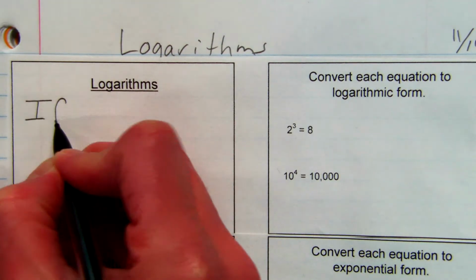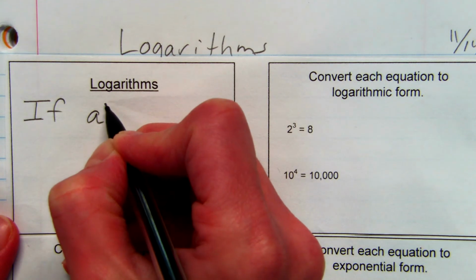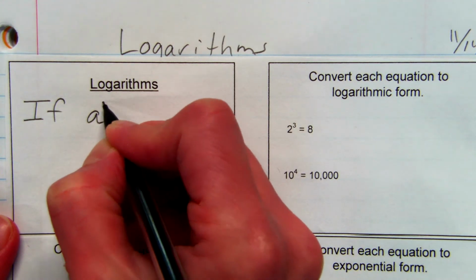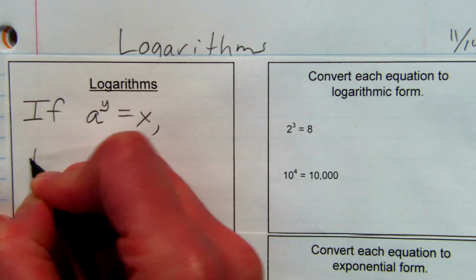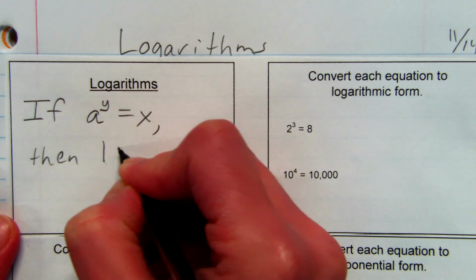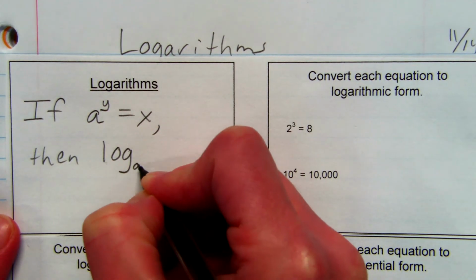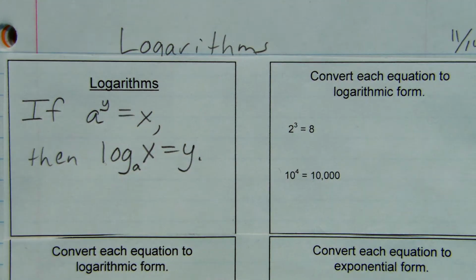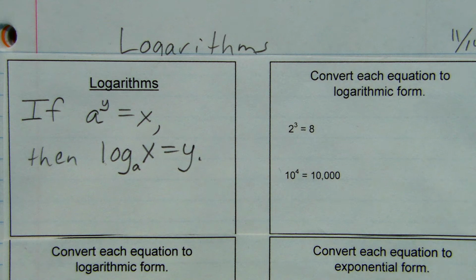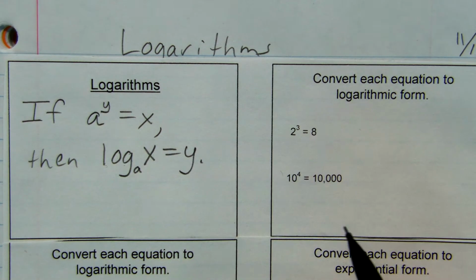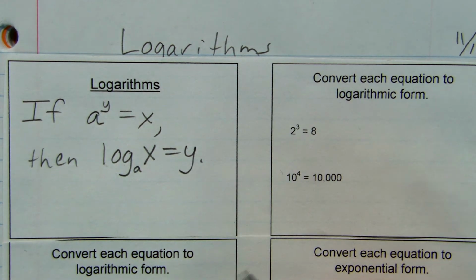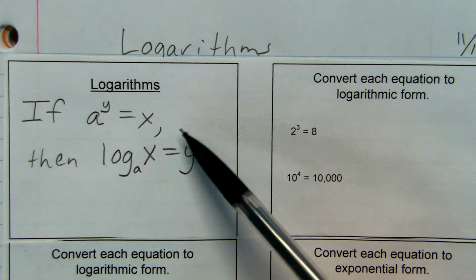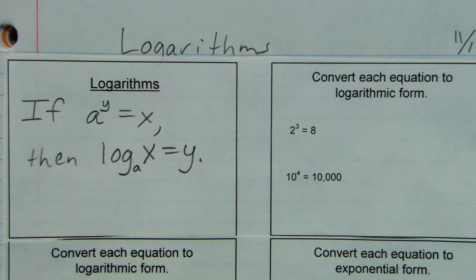They will say something like, if a to the y power equals x, then log base a, that's a little subscript a, of x equals y. So basically we take exponential expressions and rearrange them a little bit to use the logs. And we will learn in this lesson how logarithms and exponents are actually inverses and can undo each other. But first, let's just talk about how to convert between exponential form and log form.